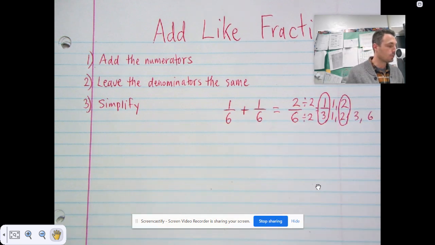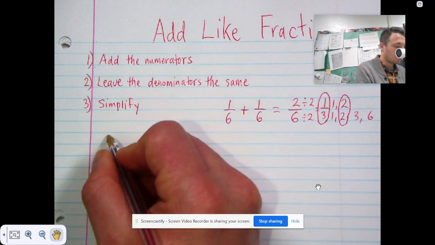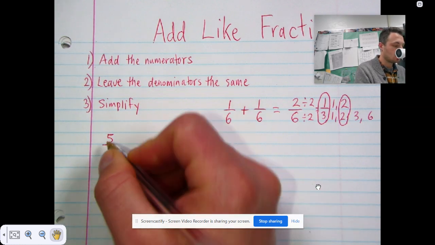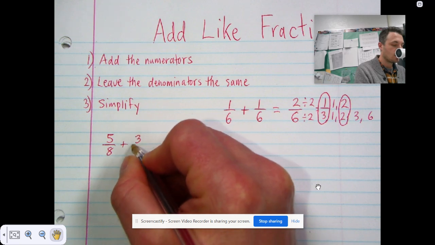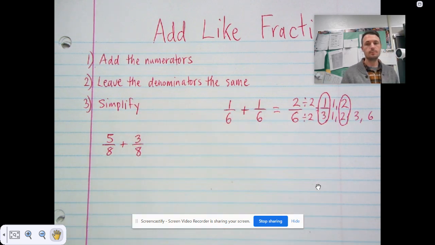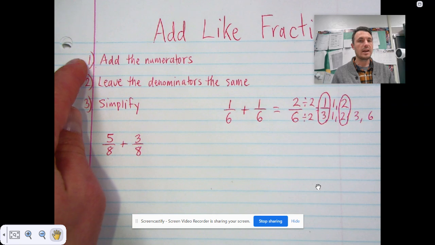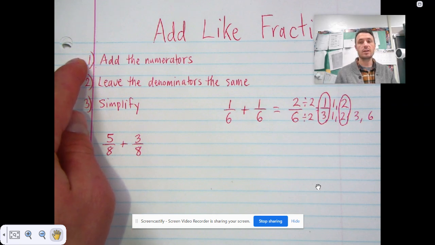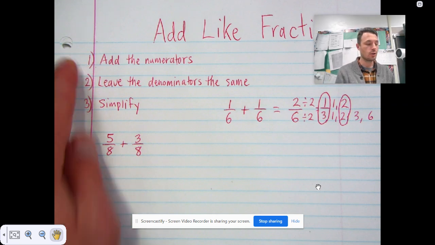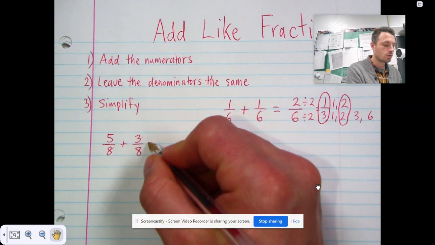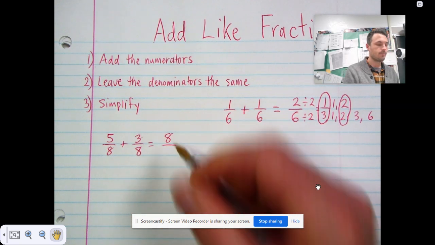Let's do another example together. Let's say we had to add 5/8 plus 3/8. Step 1 is add the numerators. That's the top number in the fraction. So we add 5 plus 3 and we get 8.